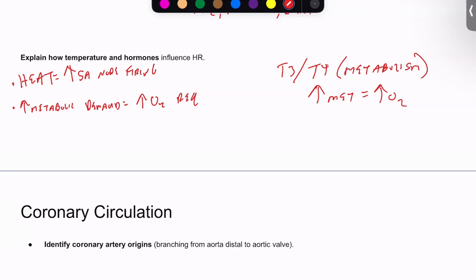Your heart will become more sensitized to catecholamines. And so whenever these are released, so like during times of stress or exercise or pain, they'll bind to this beta 1 adrenergic receptor, which increases your SA node firing, AV node conduction, all that fun stuff.